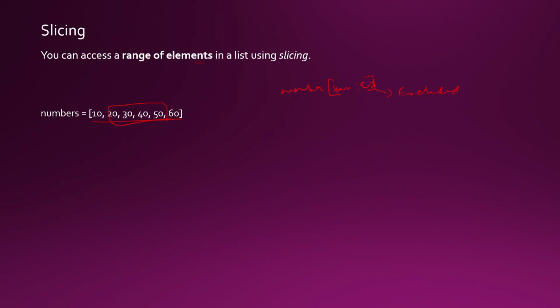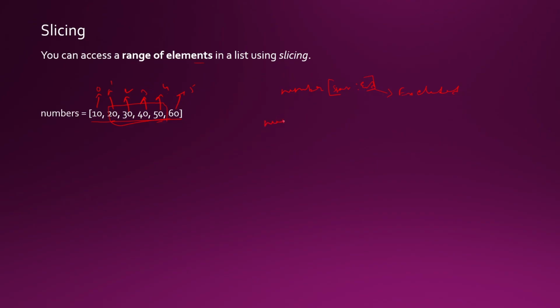Okay. So this is the index position of 0, this is 1, this is 2, this is 3, this is 4, and this is 5, right? This is the index position. Okay. Now if you want to slice this number from this position to this position, that is 1 to 4, then how do we write that?